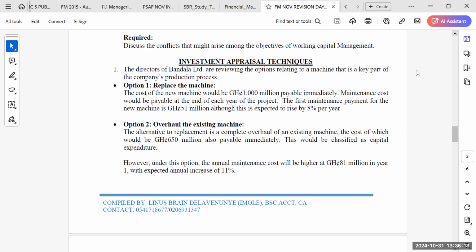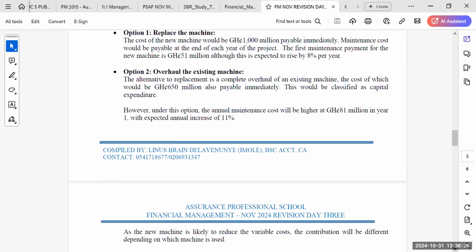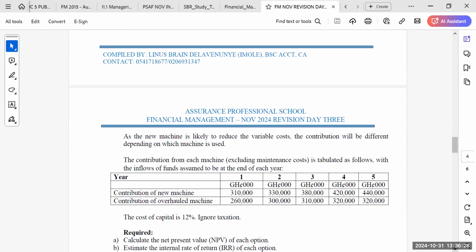As the new machine is likely to reduce the variable cost, the contribution will be different depending on which machine is used. The contribution from each machine, excluding maintenance costs, is tabulated as follows, with the inflows of funds assumed to be at the end of each year. So we have year 1 to 5, contribution of new machine, and contribution of overhauled machine. The cost of capital is 12%. Ignore taxation.